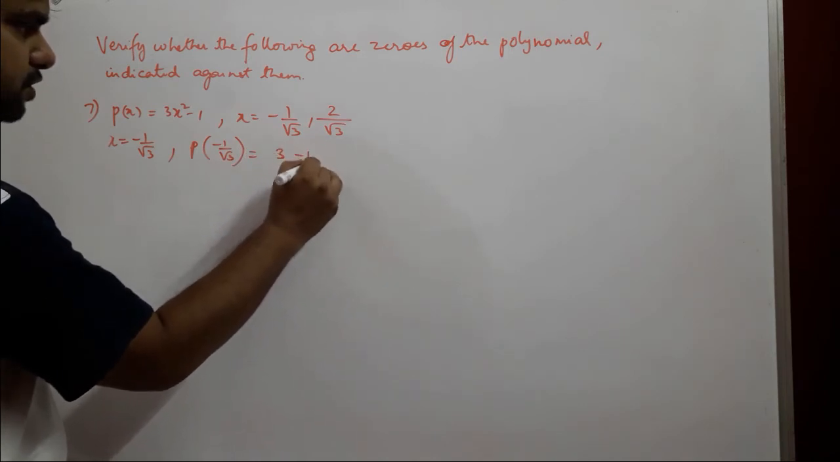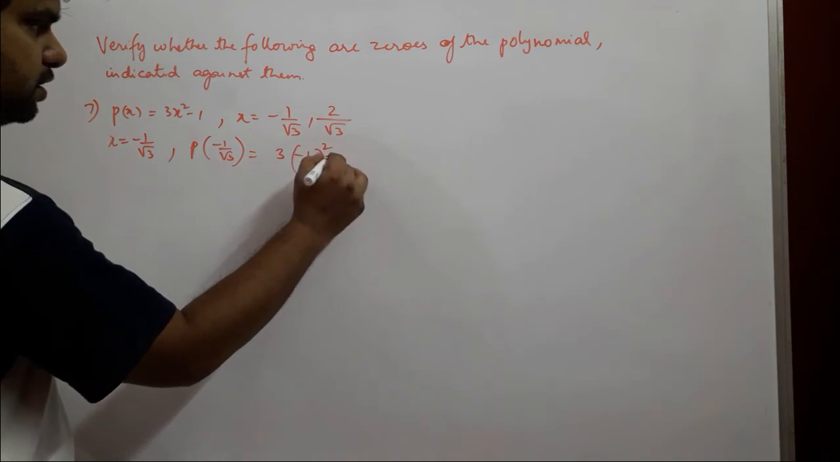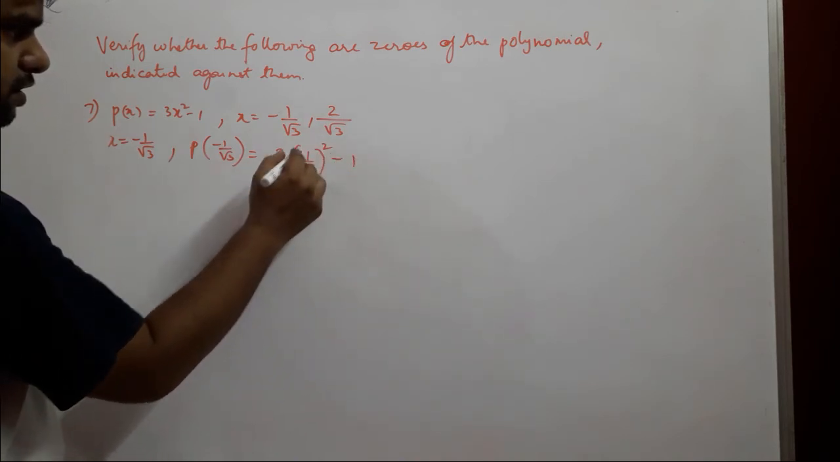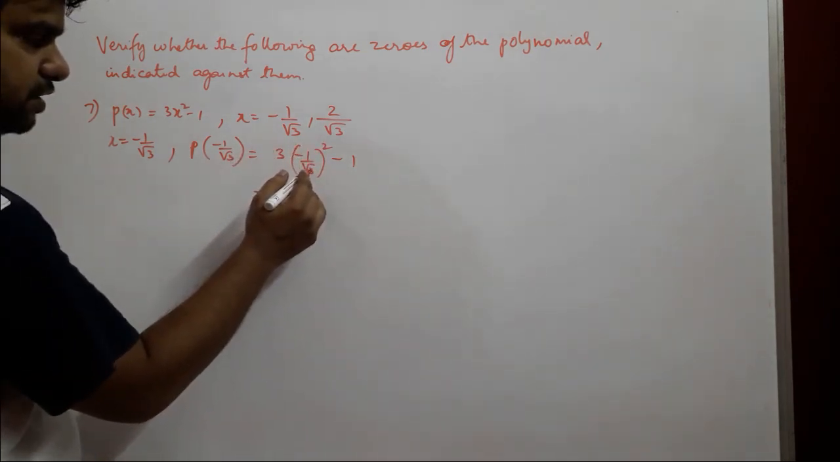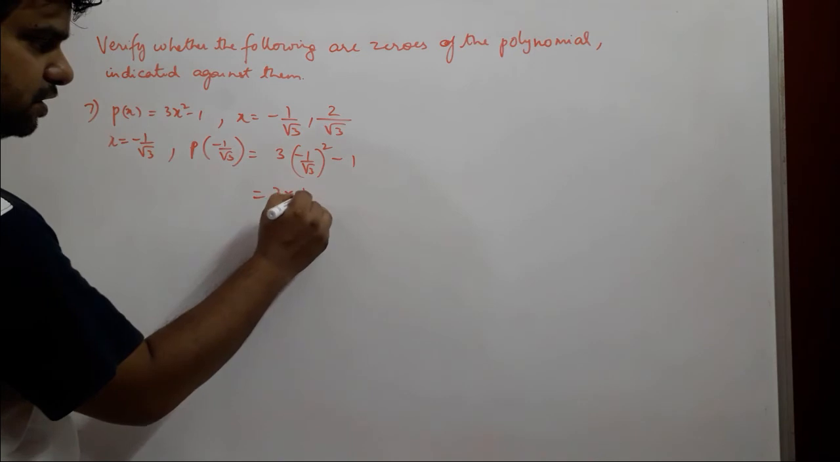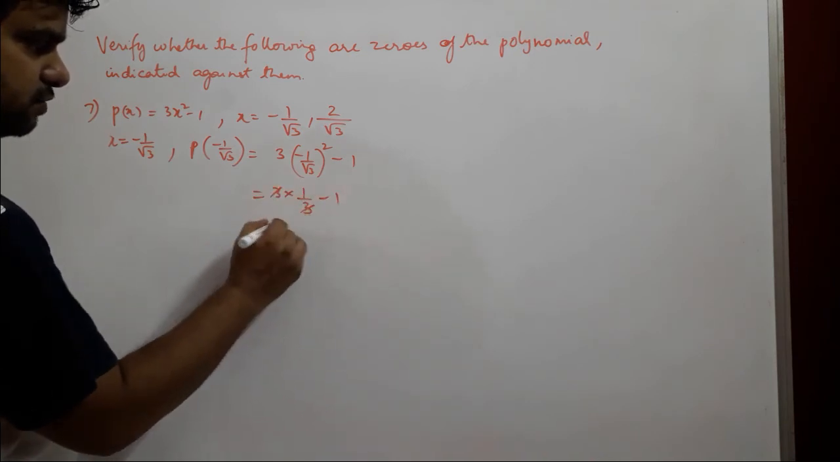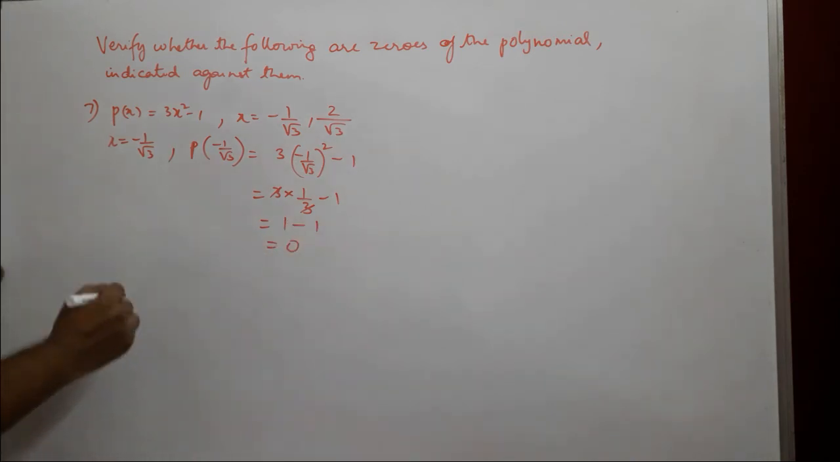3 times minus 1 upon root 3, and instead of x square it would be minus 1 upon root 3 whole square, minus 1. That comes to 3, minus and minus becomes plus, and root 3 into root 3 becomes 3. So this will be 3 into 1 upon 3 minus 1. 3 and 3 cancel, we get 1 minus 1, which is equal to 0.